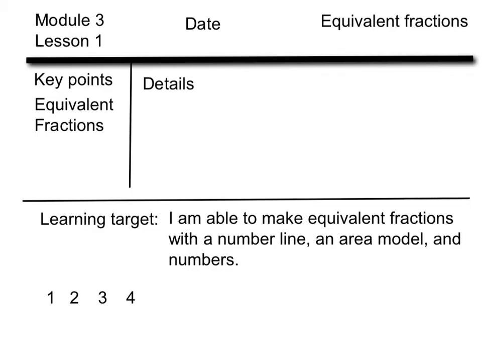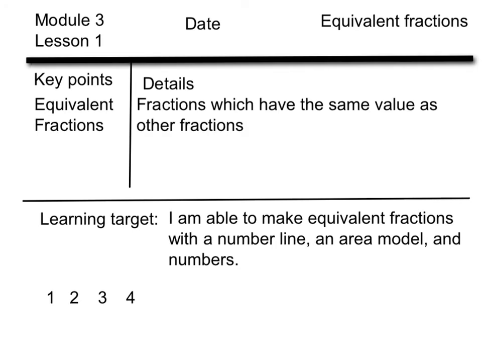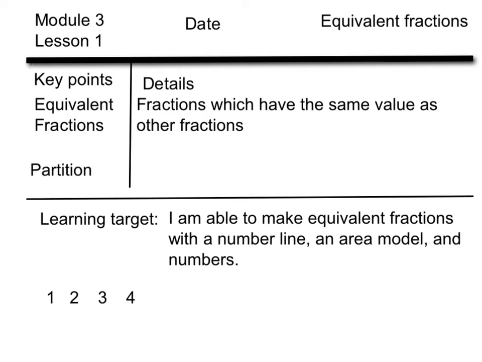So what we had before was equivalent fractions, and what we're going to write here is fractions which have the same value as other fractions. There you have it. And we're going to add one other word under key points, and that word is partition. That's a fancier word that we learned today, if you didn't know it. And if you'll recall, when we were making our area models, we partitioned them into different sections. So partition is another way to say to section off or to cut apart. And there you have it.